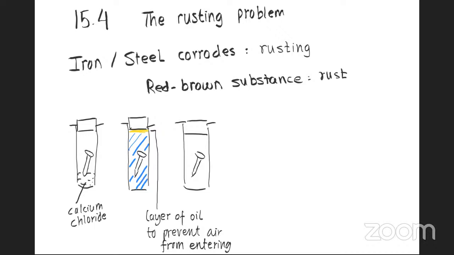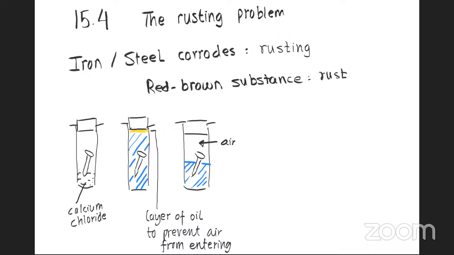And in the third test tube, you have water. And at the same time, there is air inside, okay? So in the first case, you have no water, but you have dry air. In the second case, you have water, but you don't have air because there is oil which prevents the air from entering in. In the third case, there is air. At the same time, there is water in the test tube.